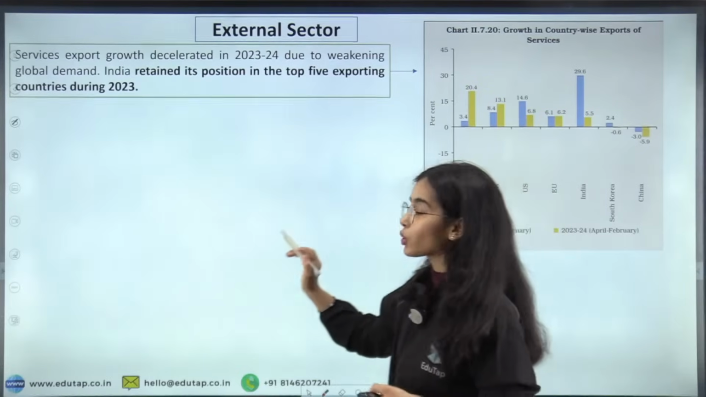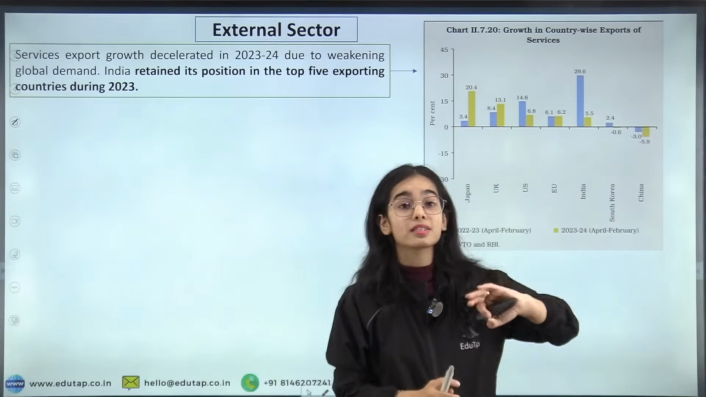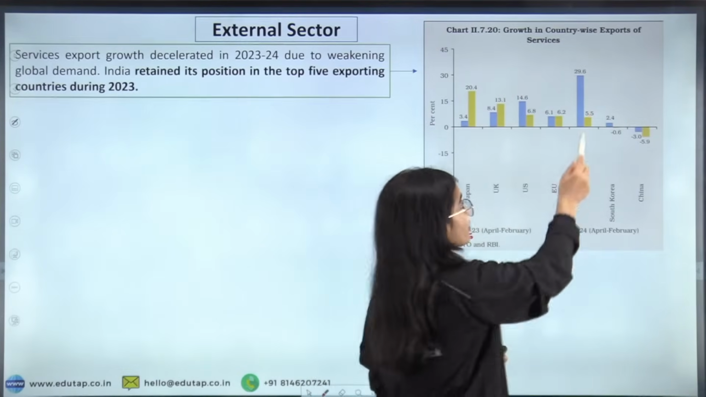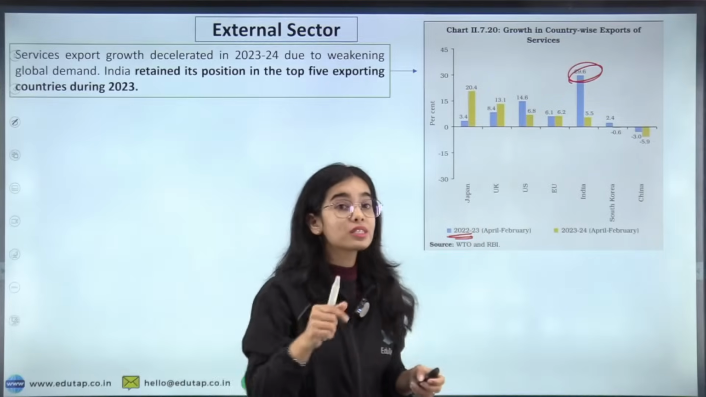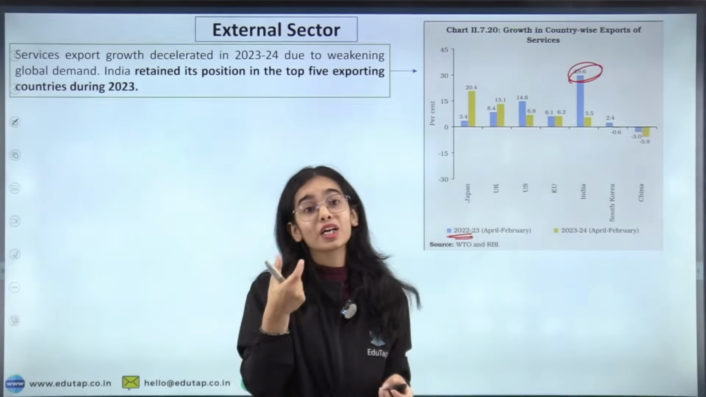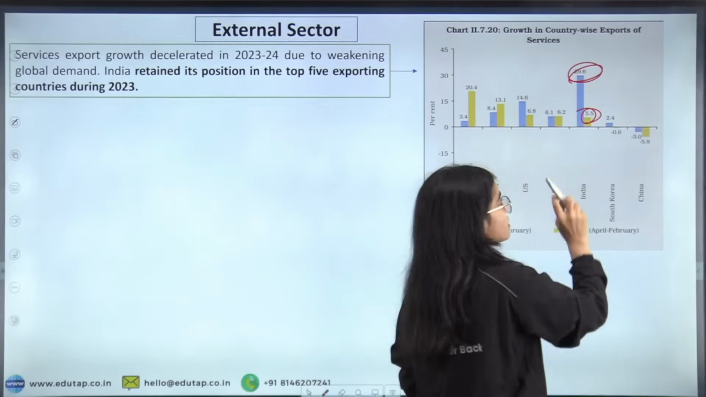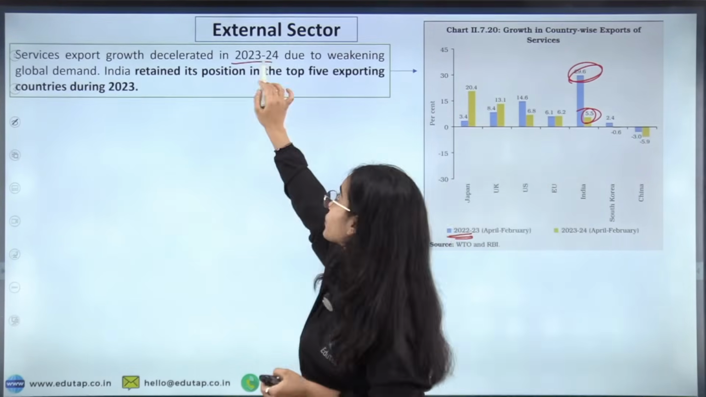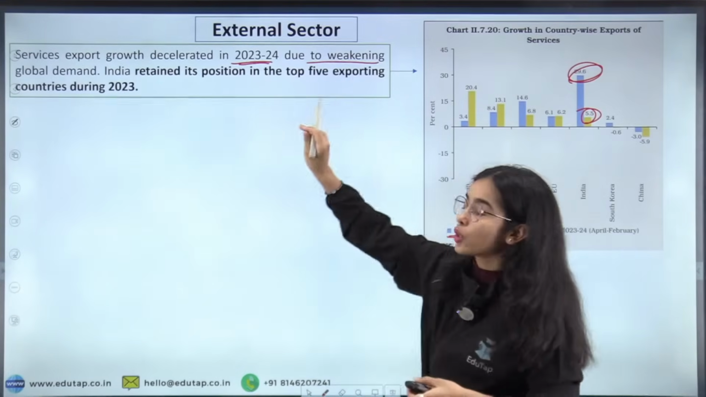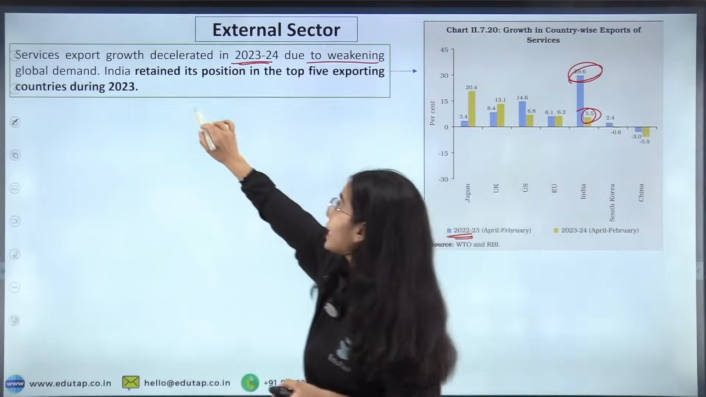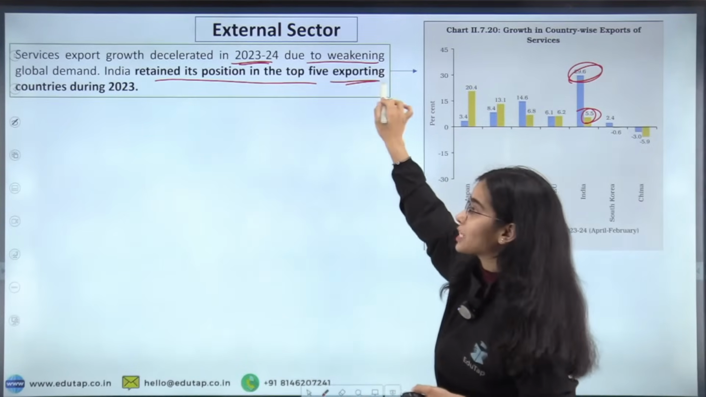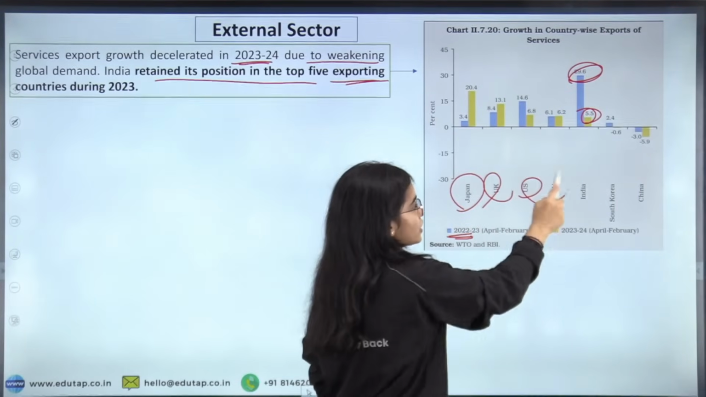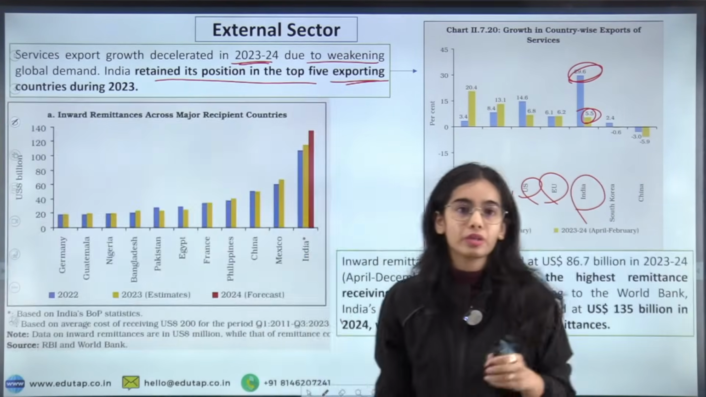So services export growth has decelerated. You can understand that the services were growing by 29.6% in 2022-23. But now the services are still growing, but by only 5.5%. So the services export growth has decelerated in 2023-24 due to the weakening global demand for the services also. India retained its position in the top 5 exporting countries during 2023. So top 5: Japan, UK, US, EU and India. Okay. So it has remained in top 5.